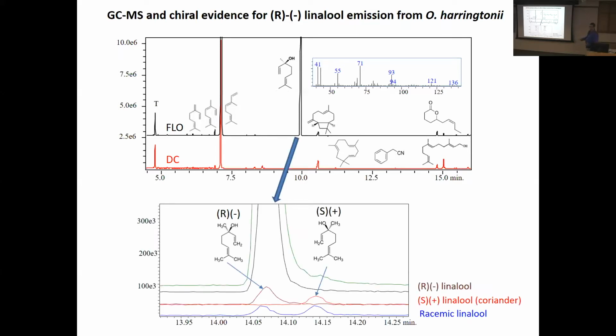Which linalool is it? We bought a chiral column. Here's the racemic mix from Sigma, R-minus, S-plus. Here's coriander, which is S-plus only. Here's R-minus only, which you can buy from Sigma. And here's the Oenothera with and without the spike. So it's definitely making, if not completely all R-minus, then mostly all. There's a little bump here. Not sure if it's also making a little bit of S-plus, but it's hugely dominant R-minus.